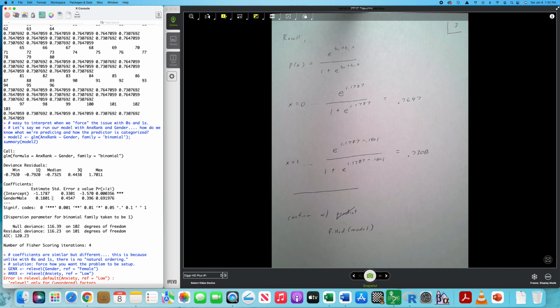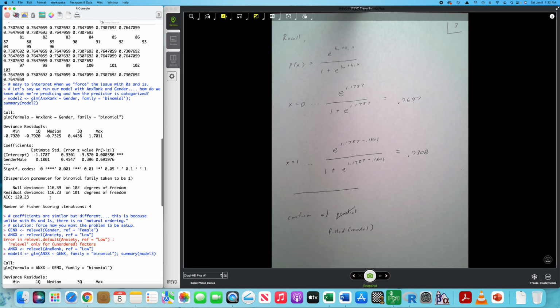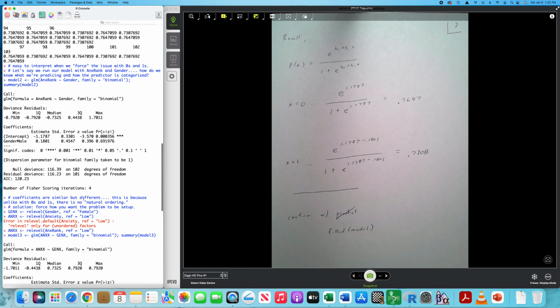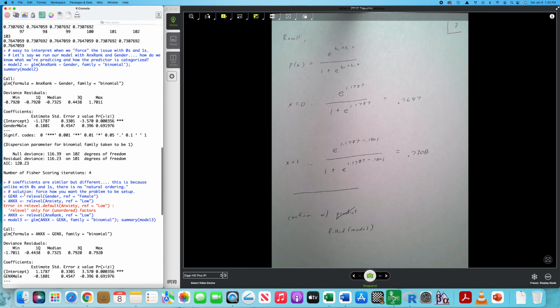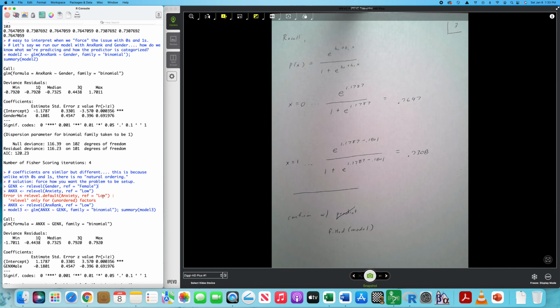If you think the positive and negatives don't matter, talk to your banker. He or she will tell you otherwise. So the coefficients are similar, but obviously different. This is because, unlike with zeros and ones, there's no natural ordering. So the solution is we have to determine what we want to predict and force how we want the problem to be set up. So I do that by setting my reference categories. And what this actually does is it sets what I want recognized as my zeros.